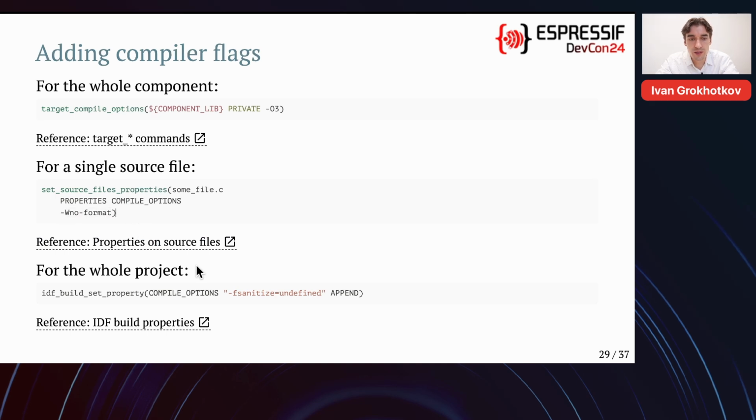Sometimes it is necessary to set the flags for the whole project, like for instance in the case when we want to enable undefined behavior sanitizer. If we want to enable a certain compilation flag for the entire project, then there is an IDF specific command called IDF build set property, and the name of the property is the same as CMake name of the property, so in this case compile options. The append keyword means that we are not overwriting the list of flags that have been previously added, and we are adding a new flag. You can find more about the IDF build properties, not only about the compile options, over here.